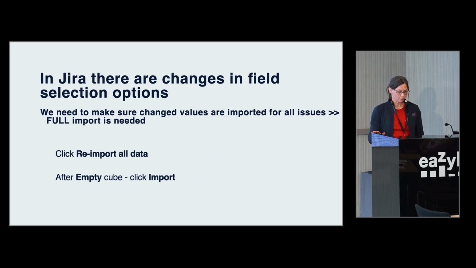And then there is another option. If Jira has changed, for example, you have select fields in Jira, and you change some selection in those field settings, so option values were changed, Jira will not mark issues with those values as updated. Then you need to reimport all the data by clicking, for example, reimport, or after empty cube and click import.